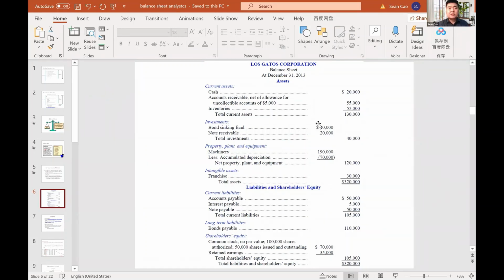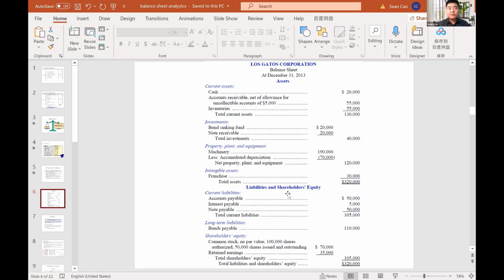So you can see that's the simple structure of the balance sheet. Start with the short-term assets, and then the long-term assets, and the short-term liabilities, long-term liabilities, and the equity, and then you add everything together, and they should be equal to each other.